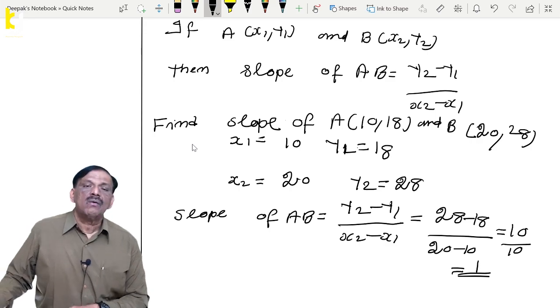Slope is 1. Clear? So, the slope of a line segment AB is given by (y2 minus y1) divided by (x2 minus x1). Therefore, (28 minus 18) divided by (20 minus 10) equals 10 by 10. Clear? If you have any doubt in any steps, please comment in my comment box.